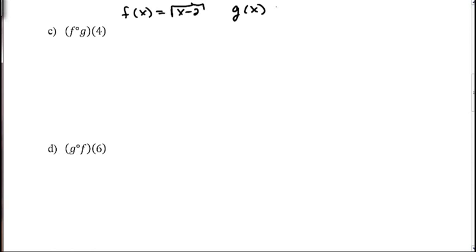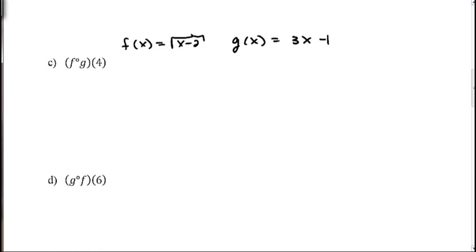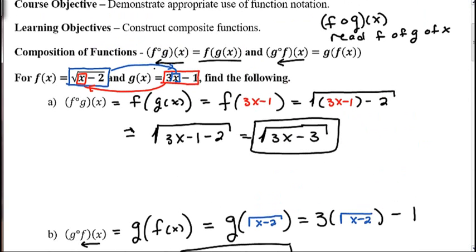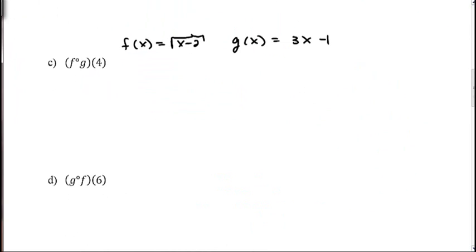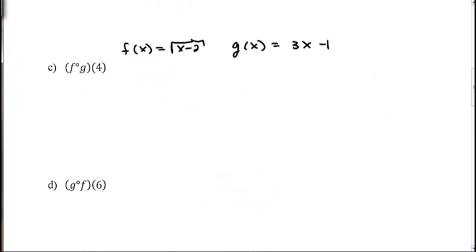So now this time we have numbers to put in there. We want to find f of g of 4. And I'll just write down our functions. f of x was the square root of x minus 2, and g of x was 3x minus 1. I'm just going to double check and make sure I've got those correct. So g of x is 3x minus 1 and f of x is the square root of x minus 2. Okay.